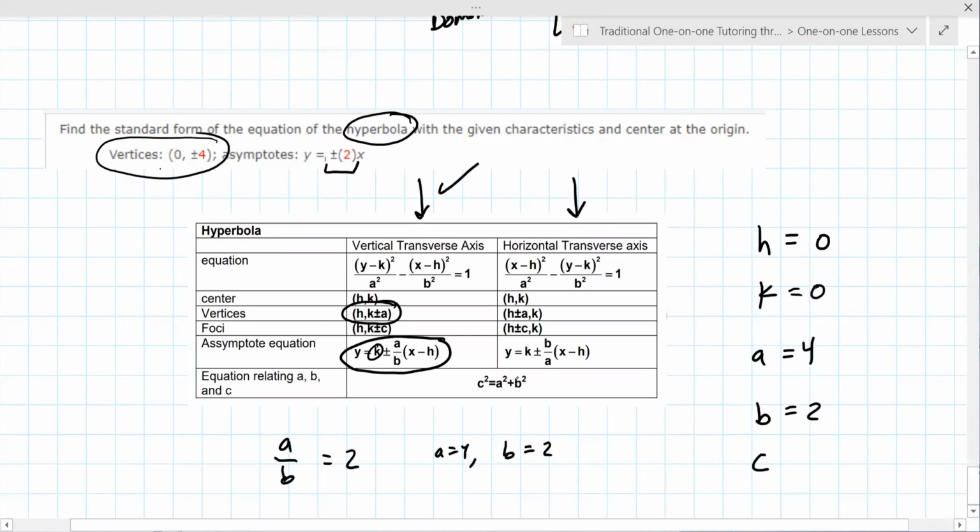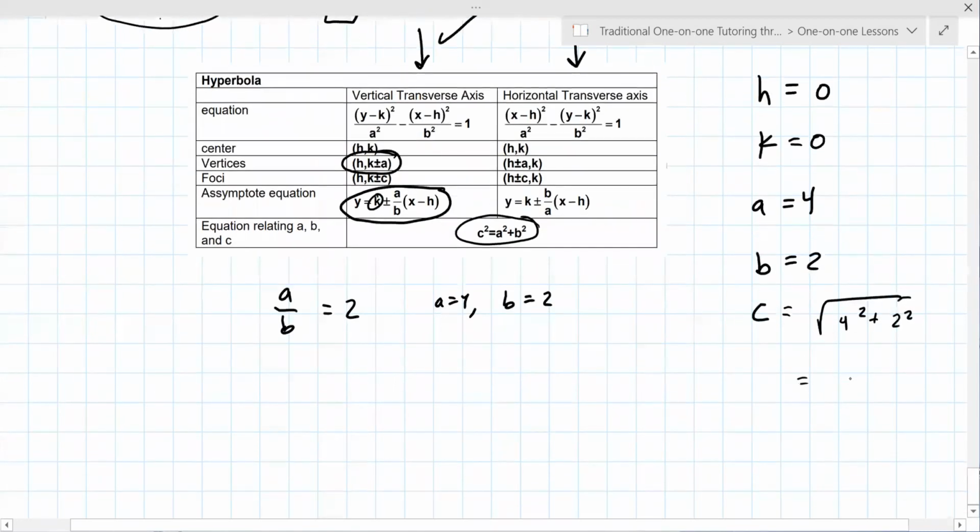And then to find c, and this is different than an ellipse. An ellipse was a squared equals b squared plus c squared, I think. This one's different. C squared equals a squared plus b squared. And the a's and b's are in different spots on the equations also. So you really got to pay attention to all this. So your c is the square root of 4 squared plus 2 squared. It's not the worst. I mean, it's the square root of 20.